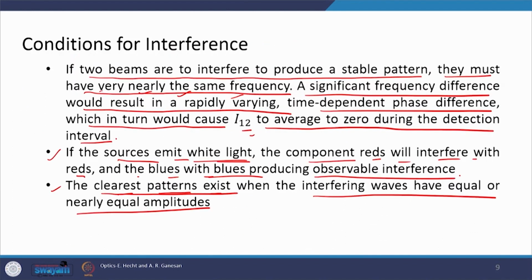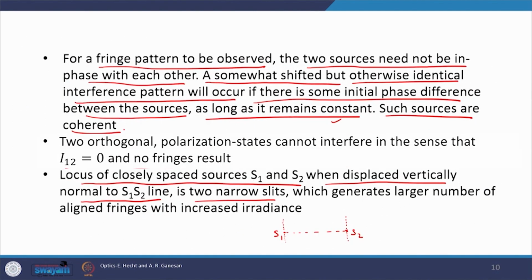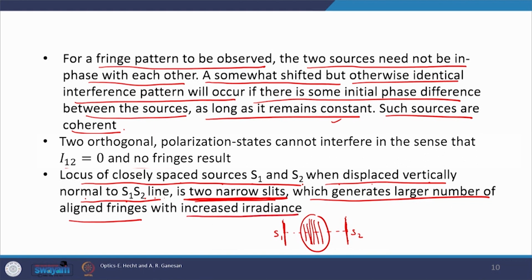And this is exactly what happens in Young's double slit experiment. This is also written here: the locus of closely spaced sources S1 and S2 when displaced vertically normal to the S1 S2 line is two narrow slits. This will create two narrow slits which generate a larger number of aligned fringes. The central fringes will be generated, they would be large in number, and with increased irradiance. The irradiance is of course increased because the contributing sources have increased now.